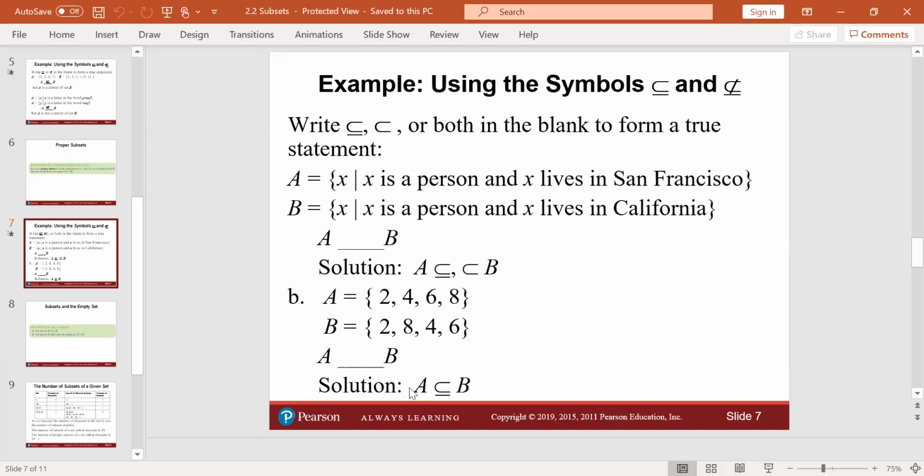So two sets that are the same, one is still a subset of the other. That's always going to be true. You are always a subset of yourself. But that's the only symbol we can use. We can't use the proper subset symbol because the set A is not smaller in size than the set B. It has the same cardinality.